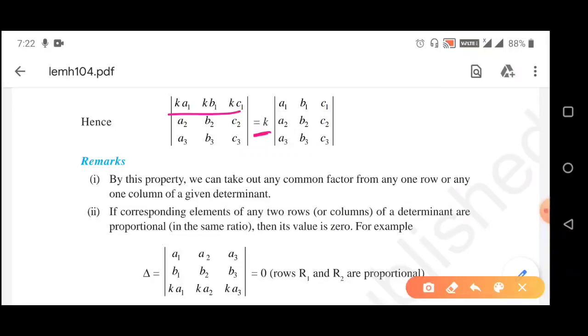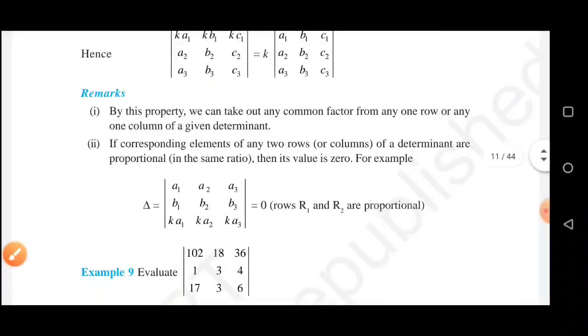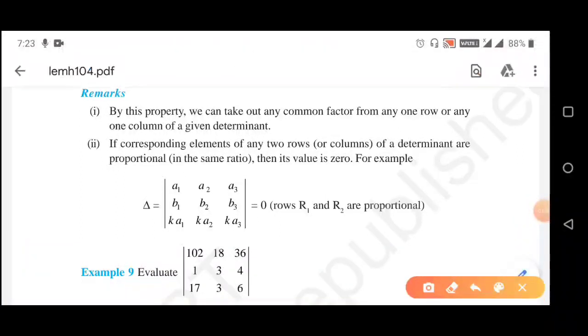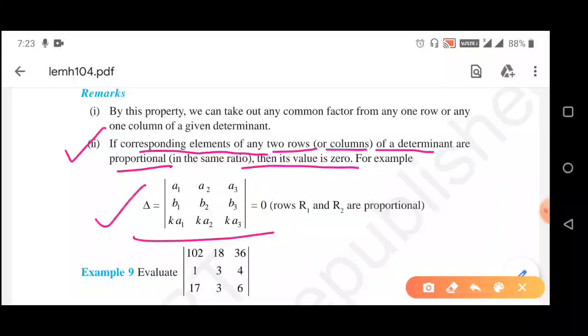Now the next remark is given. In the next remark it is given that if corresponding elements of any two rows or columns of a determinant are proportional, then its value is 0. Proportional means what? See, look at this. Here you see the first row A1, A2, A3 and the third row KA1, KA2, KA3. So here row 1 and row 3 are proportional.